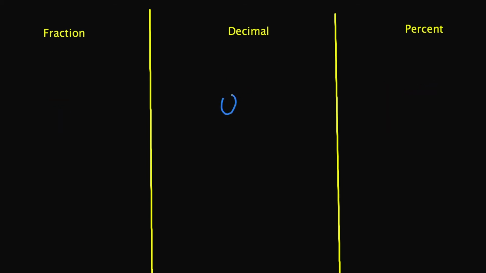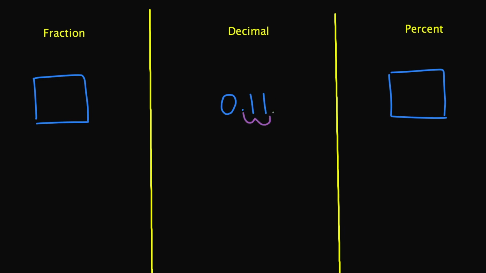So let's say I gave you the decimal 0.11, and I needed to find the fraction and the percentage. We can do a couple things here. If I'm going from decimal to percentage, remember you can move 2 decimal places to the right. So I can do 1, 2 right here, and your percentage here is going to be 11%.